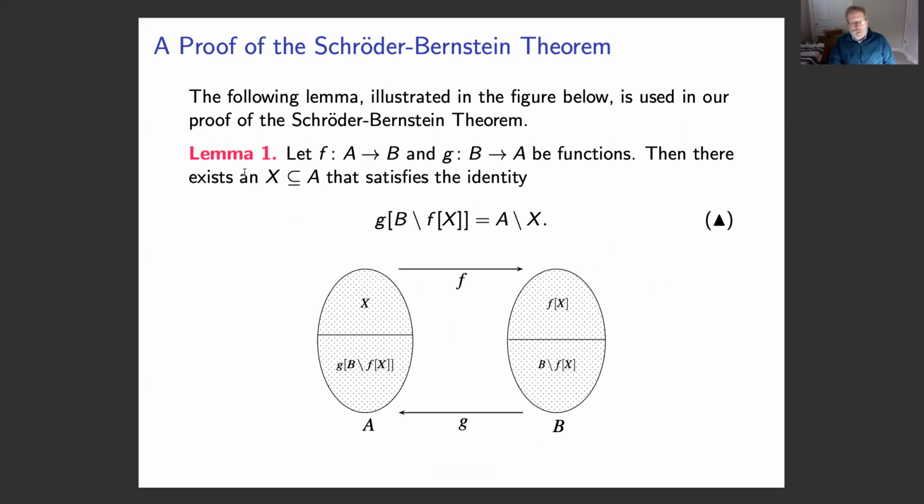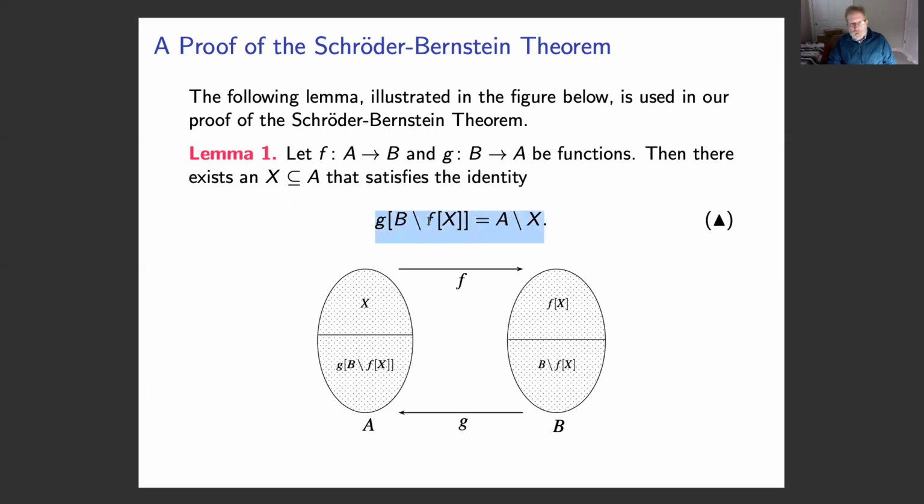I don't write a proof of the lemma here. The proof uses some set theoretic principles. It's not difficult, but it's a little too long to put in a discussion like this. But here's what it says. I have a picture to convey what it says. Suppose you have a function F from A to B and G from B to A. Notice I don't presume that they're one-to-one or onto or anything. It's just two functions, F goes from the set A to B, and G goes in the opposite direction from B to A. Then there is a subset X of A such that this equality holds.